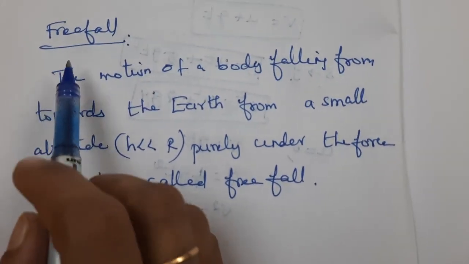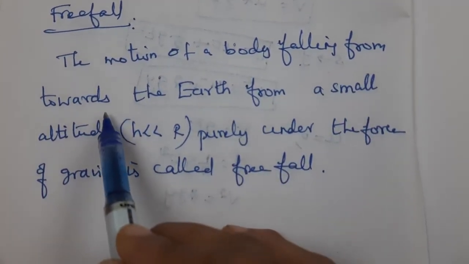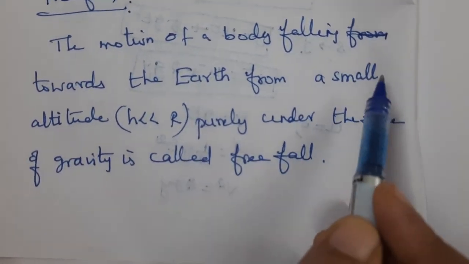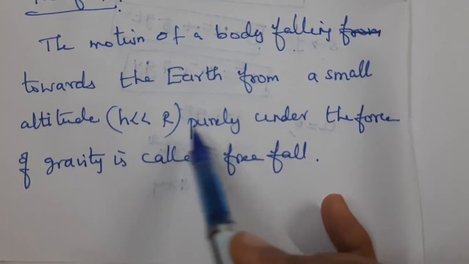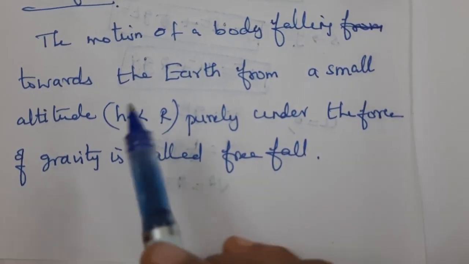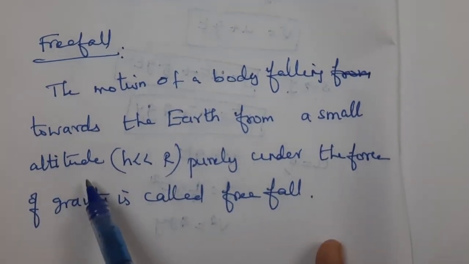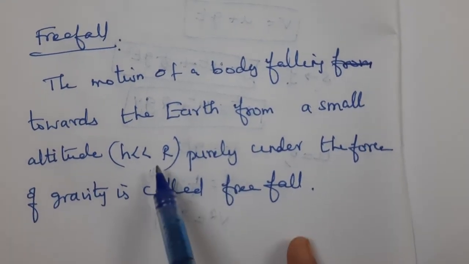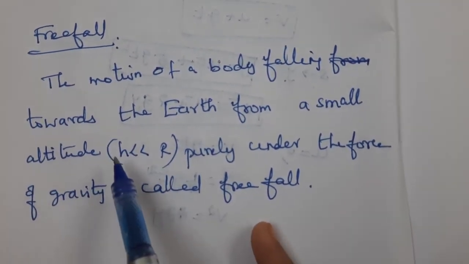What is free fall? What do you mean by free fall? The motion of a body falling towards the earth from a small altitude, that is h is very less than r, purely under the force of gravity is called free fall, where r is the radius of the earth. This is a 2-mark question.